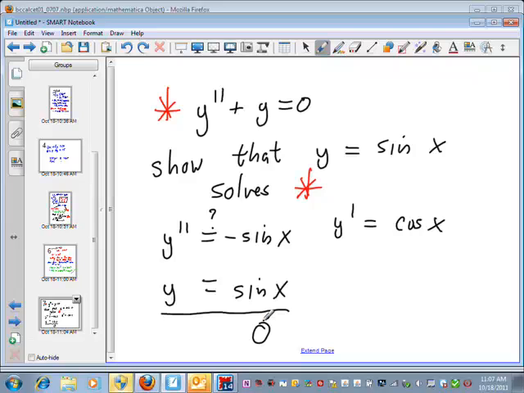And you can test it out. Test it out. Right? So I don't think so, because it returns back to itself. Right? I think e to the negative x solves y double prime minus y is equal to 0. Right?